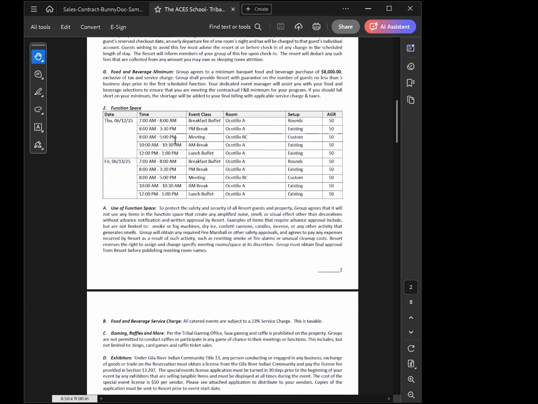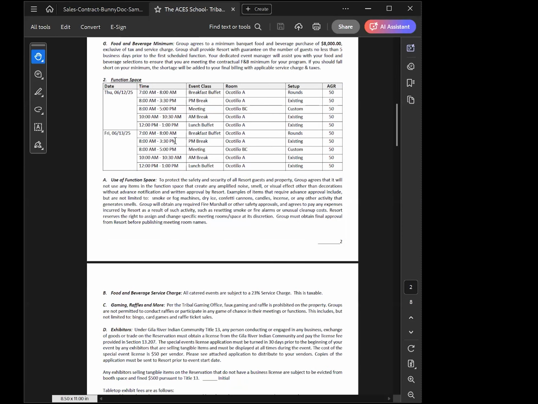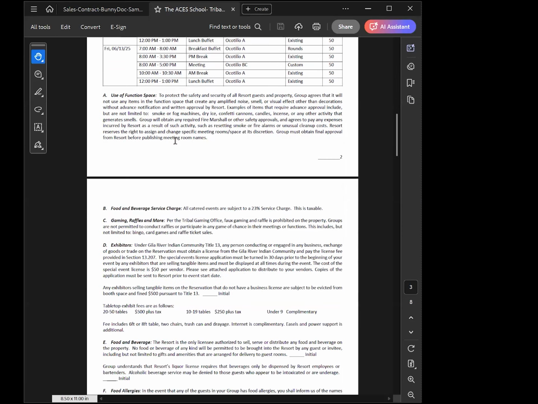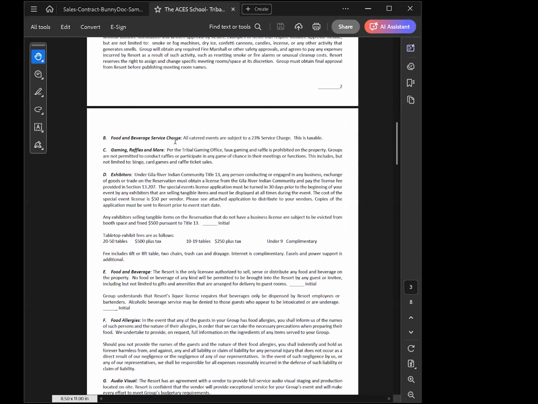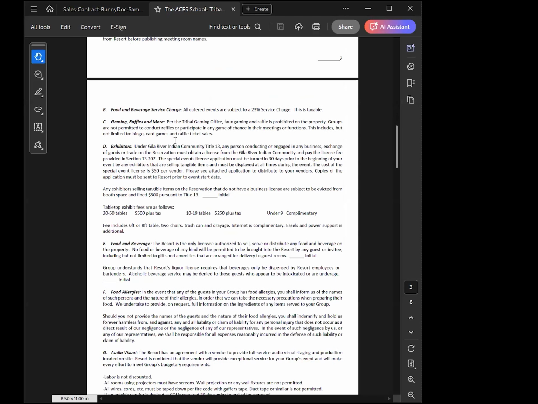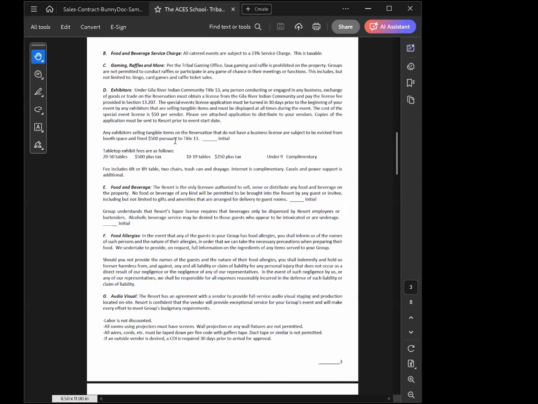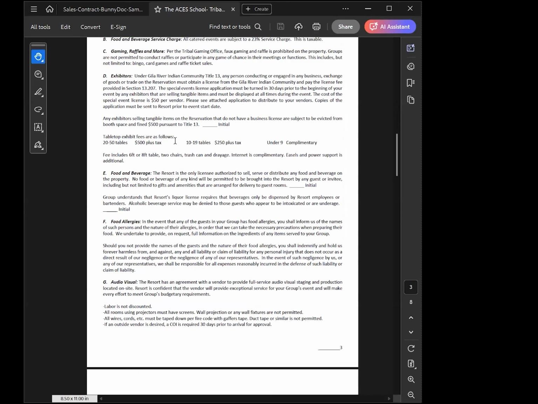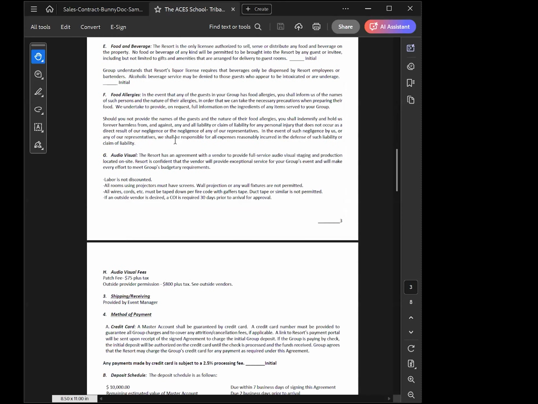So what dates are you looking to reserve the rooms? Which rooms are you reserving? How many people? What time is everything going to happen? Food and beverage, gaming, raffles, exhibitors. So if you want to have people come in and set up tables to be vendors and display their items and their services, well, what are the rules and conditions behind that? Here it is, subsection D, food and beverage, food allergies, audio visual.